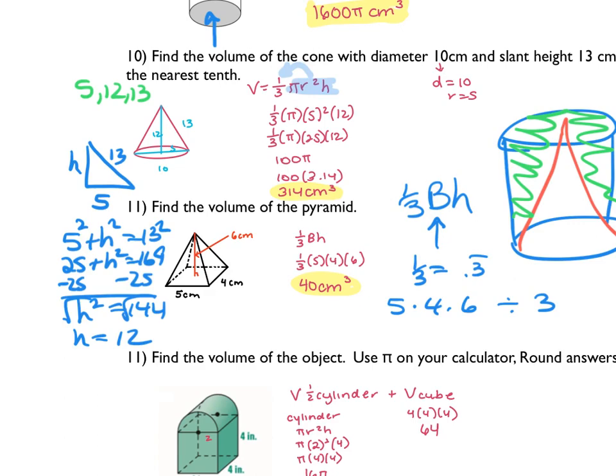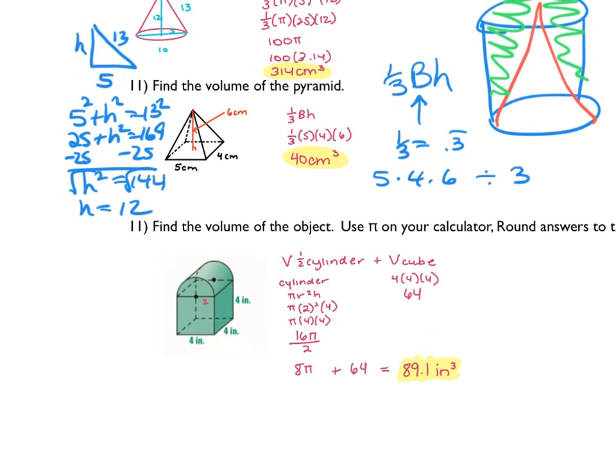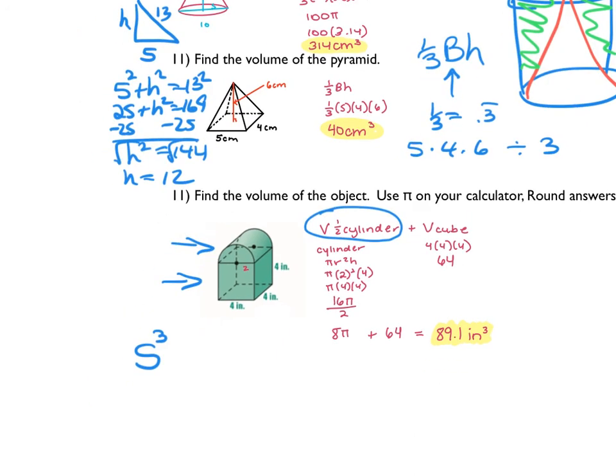Then number 11, here's a complex figure. So the top piece here is half of a cylinder. And then you're going to find the volume of the cube. And remember, the shortcut when it's a cube is just side to the 3rd power. So just remember that volume of a cube is you just take all the same side, which is going to be the same. See how it's all 4s? And you just do 4 to the 3rd power.